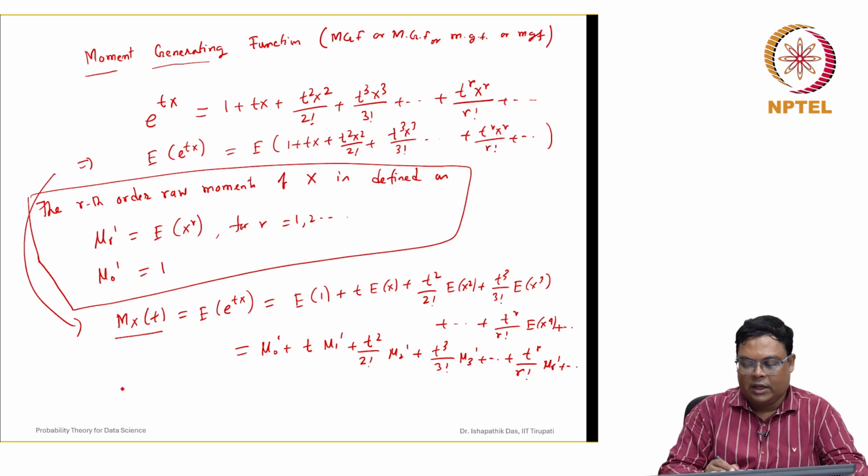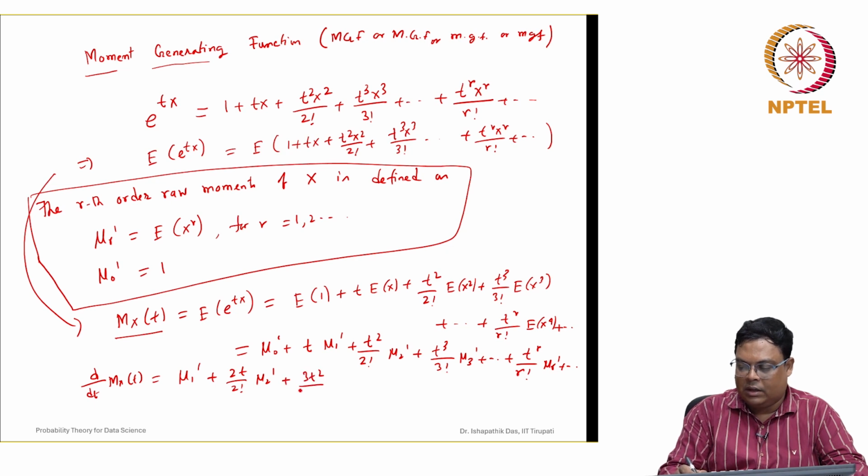So let us see, if you differentiate with respect to t, d/dt of M_X(t), this term is a constant, so this will be, t times μ1' is, with respect to t, μ1' plus 2t/2! μ2' plus 3t²/3! μ3', and like this, plus r·t^(r-1)/r! μr', and so on.